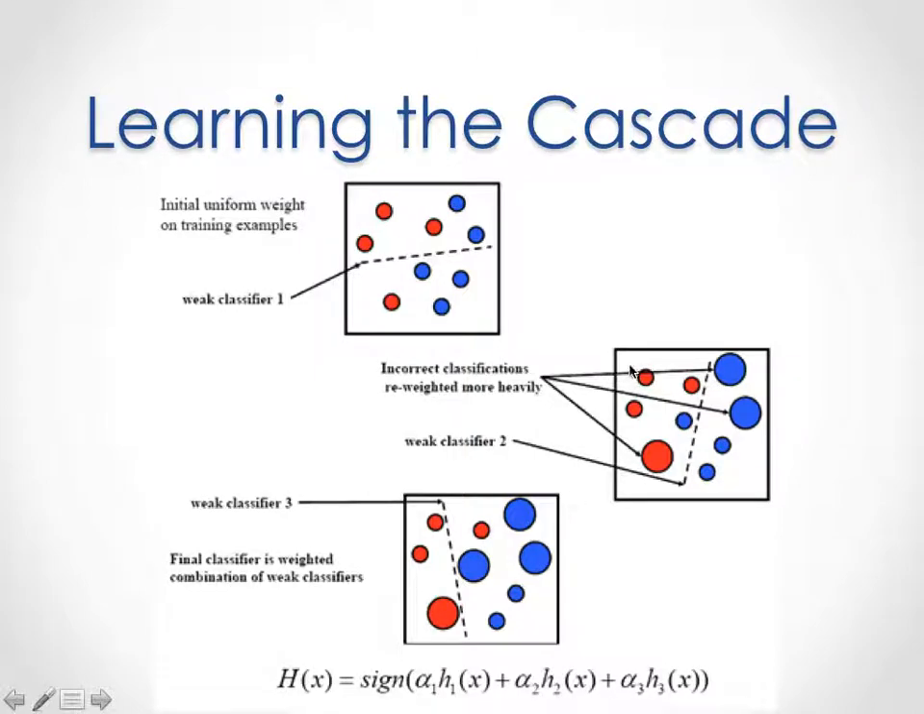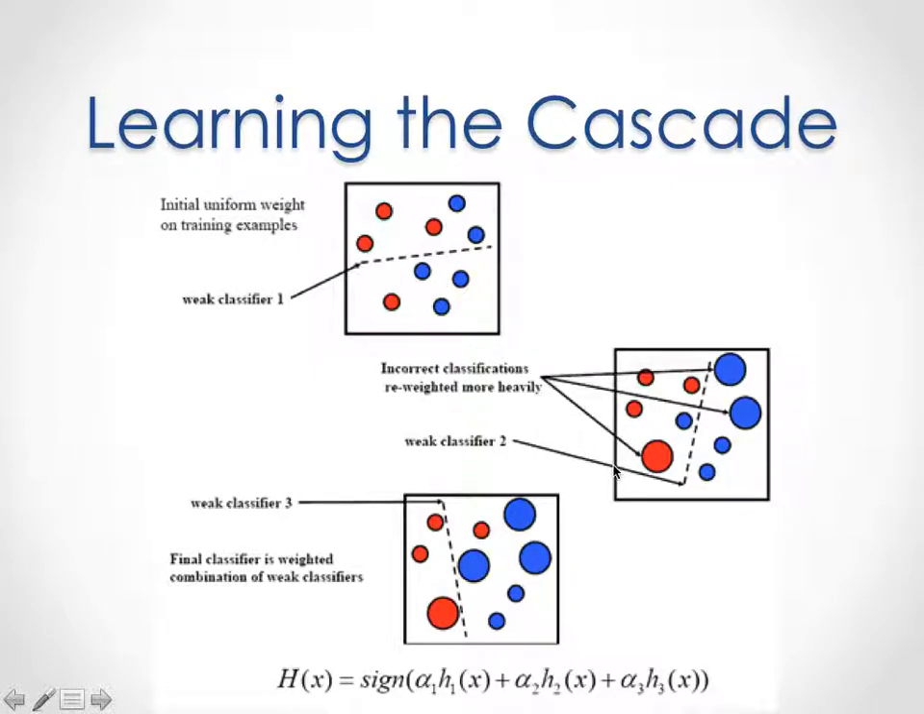is, rather than having a hard decision boundary here, we may decide to have a soft decision boundary where we say, okay, only stuff that's way over here is red, stuff that's way over here is blue, and stuff that's here, we'll think about it. And then we move on to this one. That's one way of implementing this.